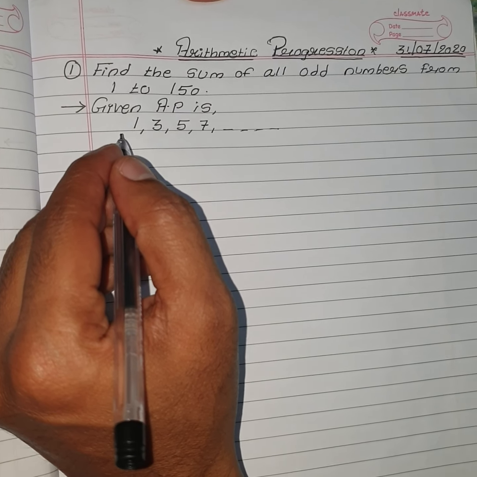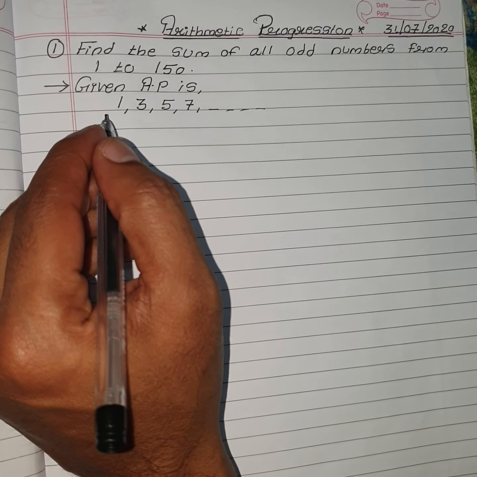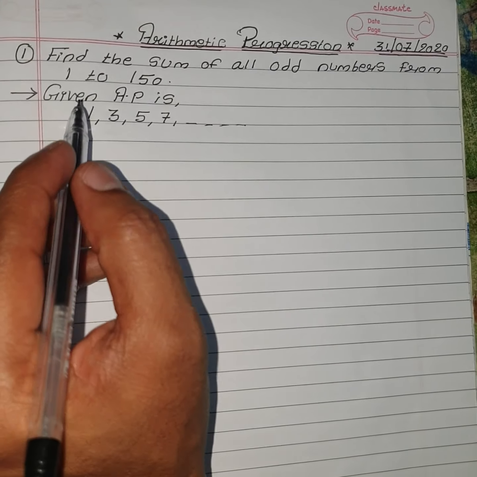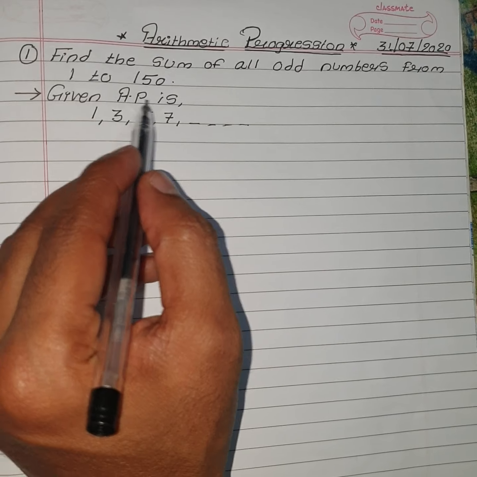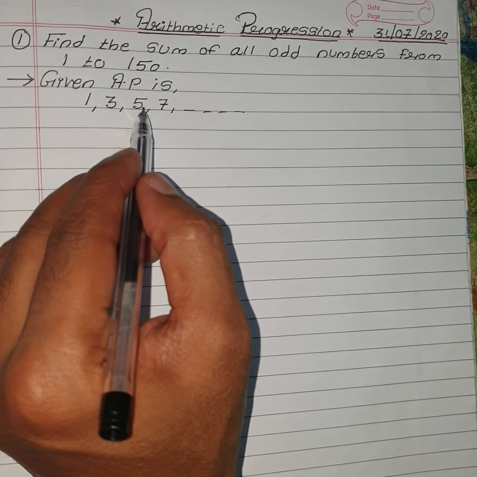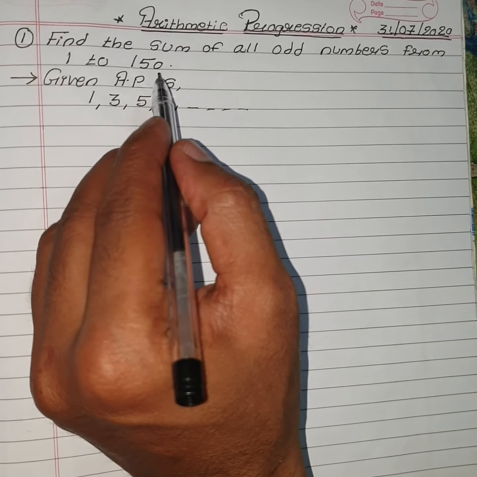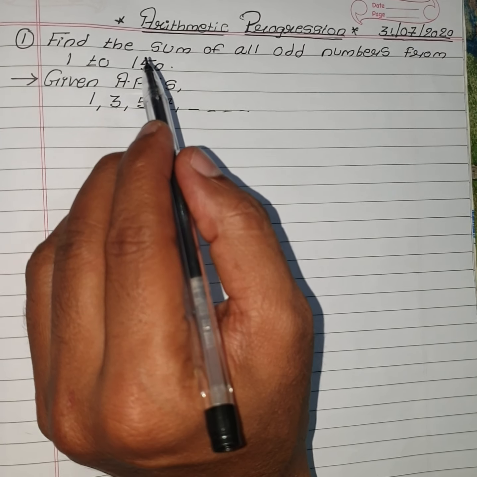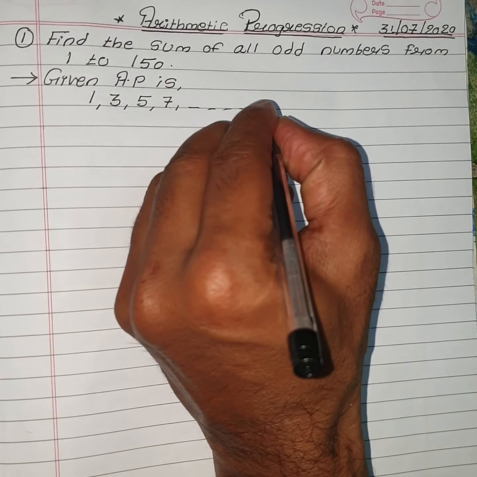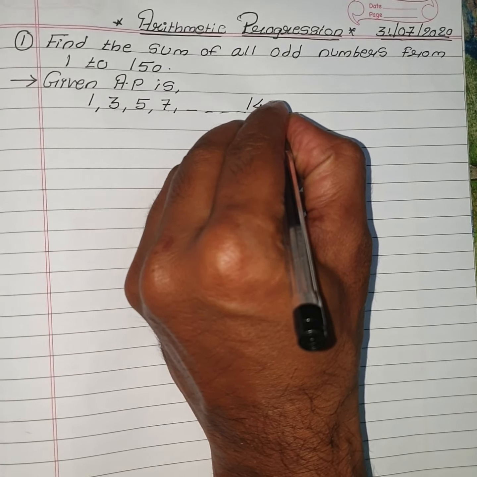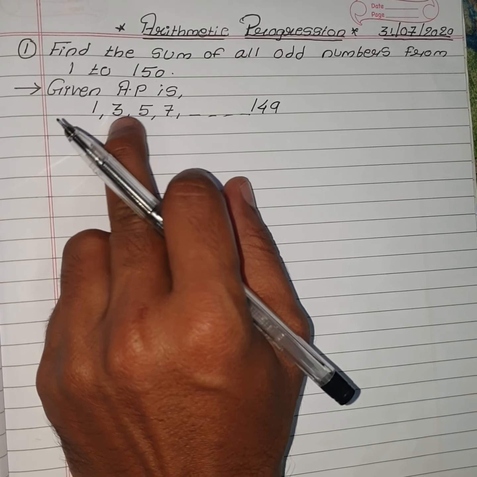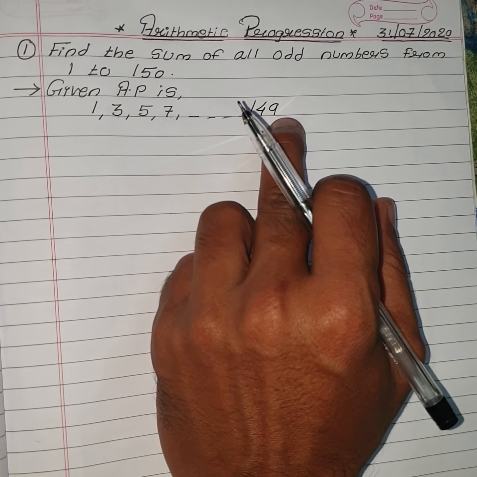Now let's move ahead to the next topic. So the first sum which we are going to see is: find the sum of all odd numbers from 1 to 150. So the given AP is odd numbers: it starts from 1, the next odd number is 3, 5, 7, and so on. Now our limit is 150, but 150 is an even number, so the number before 150 is 149, which is an odd number. So in this case the given AP is 1, 3, 5, 7 up to 149.